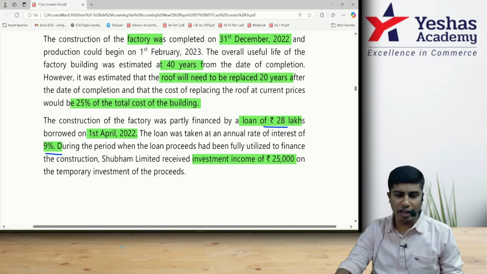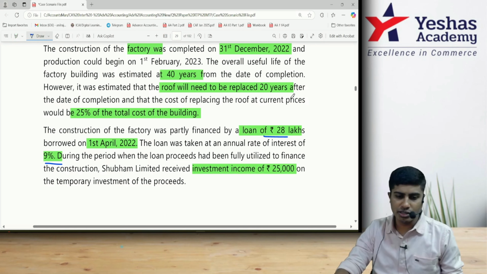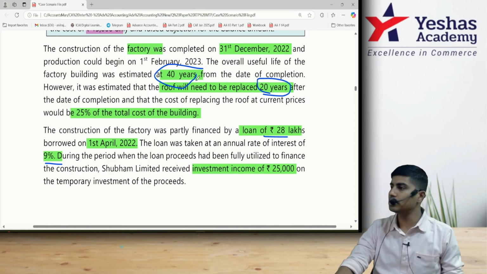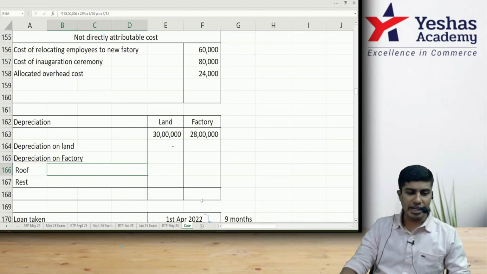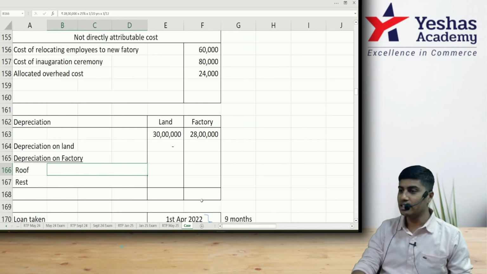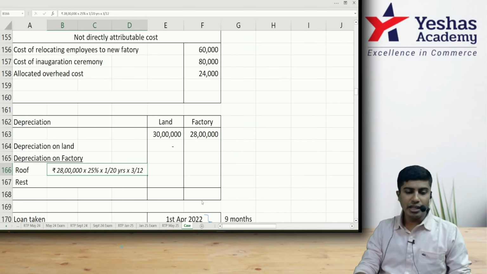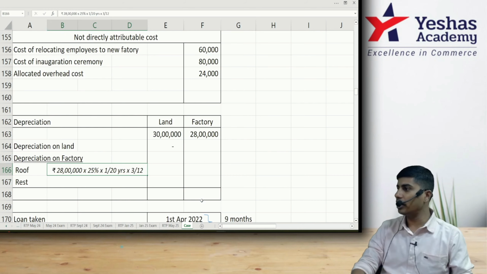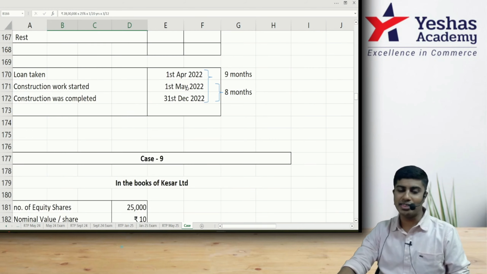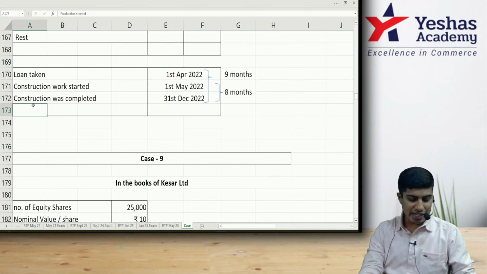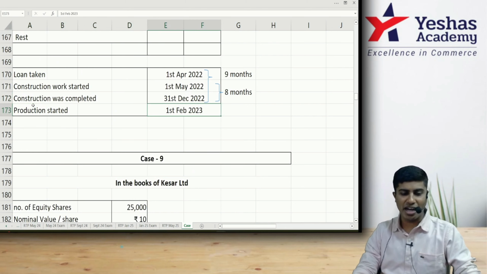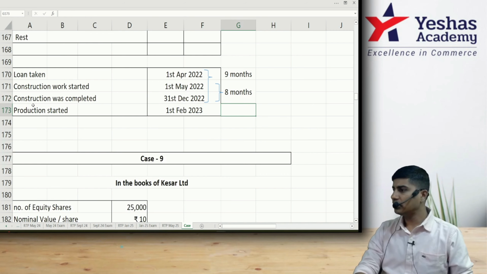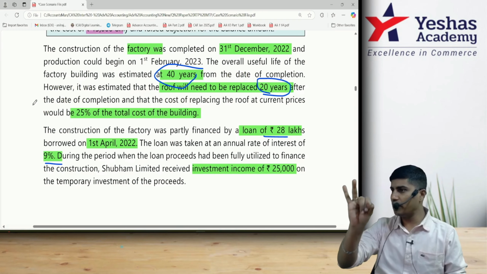Roof, how much is the useful life? Roof is 20 years. And then building is 40 years. Help me do this. Take 28 lakhs into 25% into 1 by 20 into 3 by 12. Sir, why 3 by 12? Asset got ready by 31st of December. Year ends 31st of March. Production started 1st of February, but the year ends when? 31st March. January, February, March.